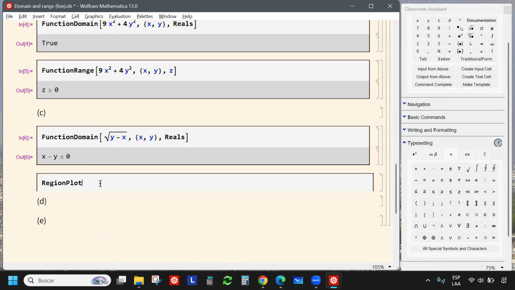RegionPlot, and we will copy the function, comma, and the variation for x and y, where we want the visualization of the domain. We want it in a square defined by x between -4 and 4, and y between -4 and 4 too. Here it is. Shift and enter.